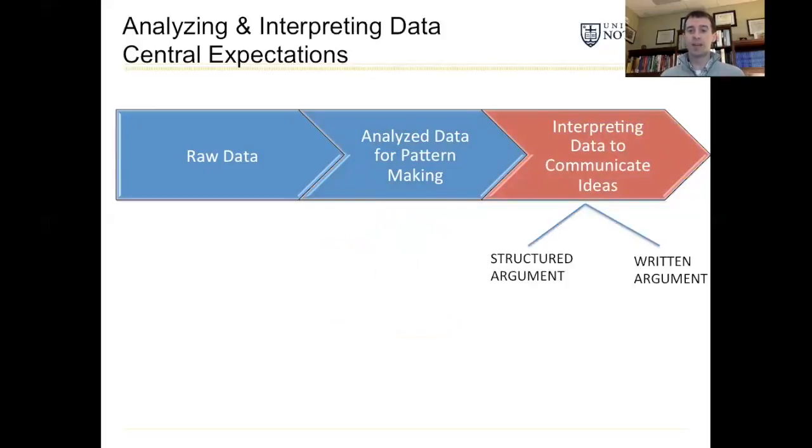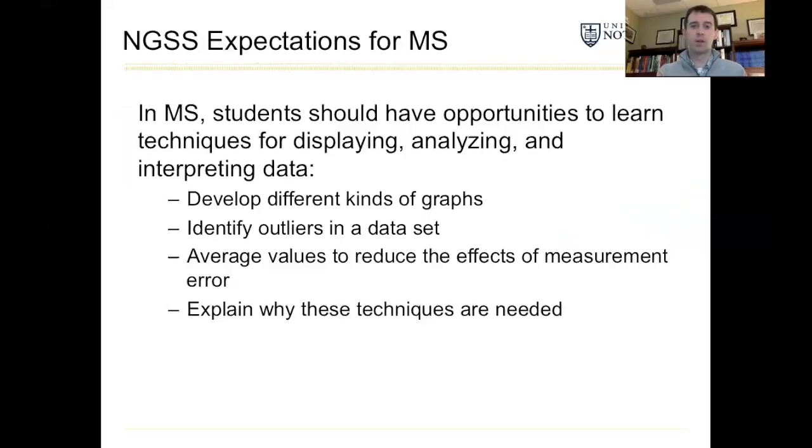And then finally, it can't stop at the representations. The whole point is to interpret the data, and to use that data in a structured argument or a written argument that students produce and then talk about. We had a video a couple months ago about how to help students write an argument. All of the data analysis and interpretation leads up to them developing an explanation and an argument that they can talk about with other students to help form their science ideas.